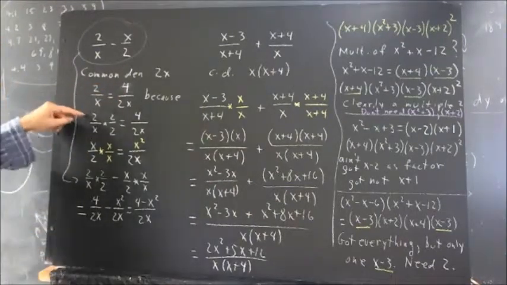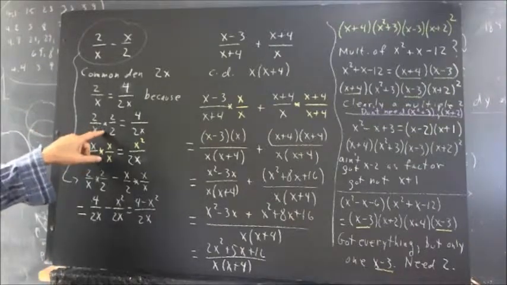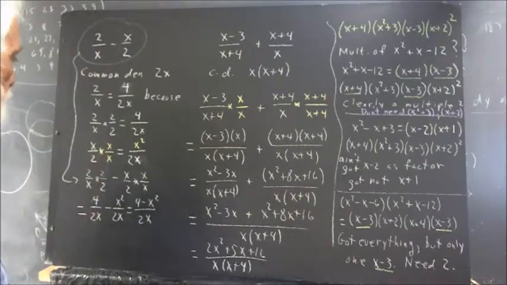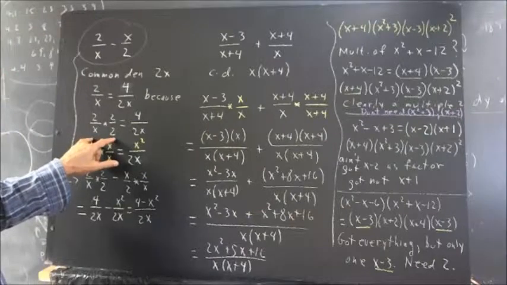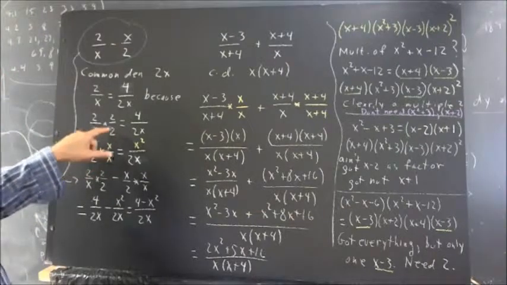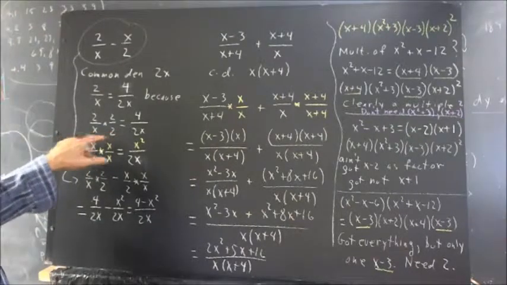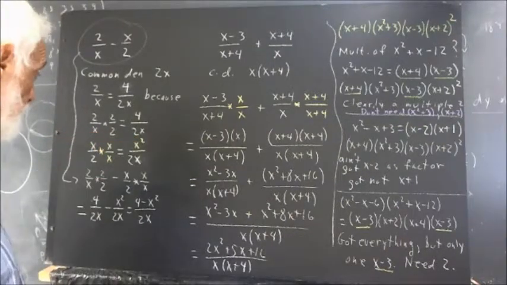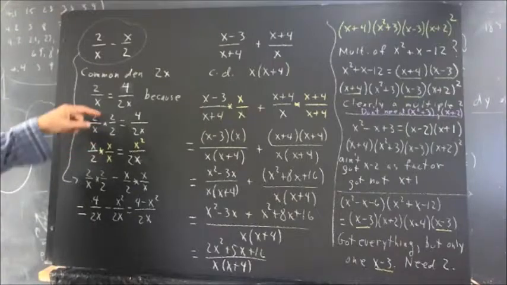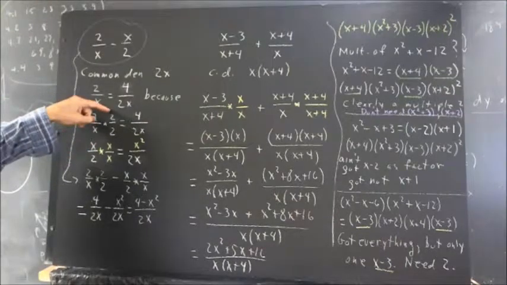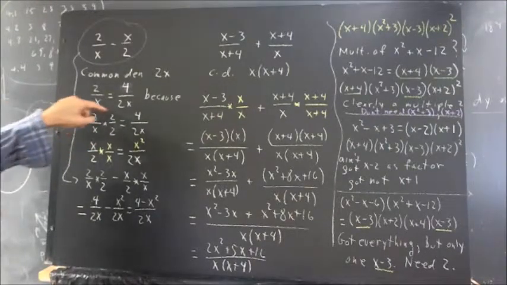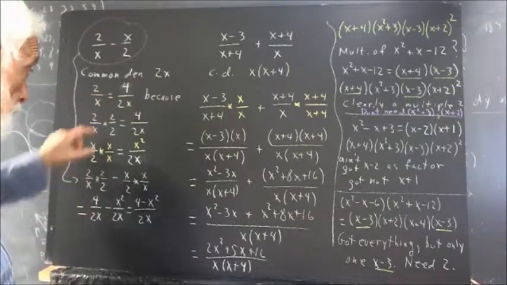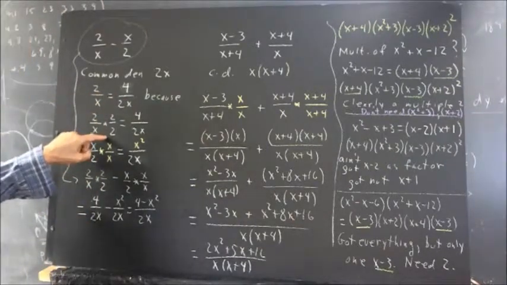Well, we start with 2 over x, and we multiply it by whatever is necessary to get a 2 in the denominator. And that would mean that we have to multiply by 2, since we need to multiply by 2 in order to get 2x in the denominator. Now we have to also multiply the numerator by the same number, so we're going to get 4.